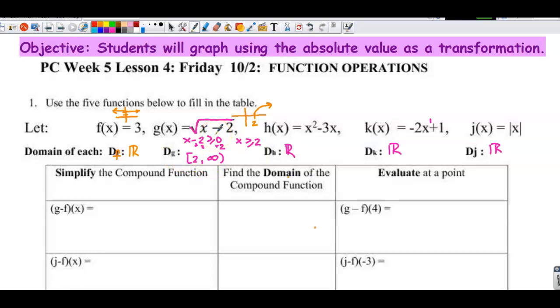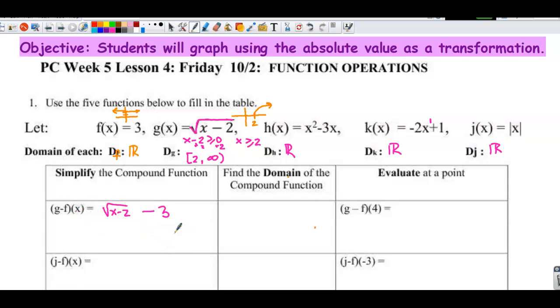So the first thing we're asking is, it says simplify the compound function, meaning come up with the equation of the compound function. This is g minus f. g happens to be the square root of x minus 2, then minus f. f is 3. So that's exactly what that function is. So g minus f of x is equal to the square root of x minus 2 minus 3.